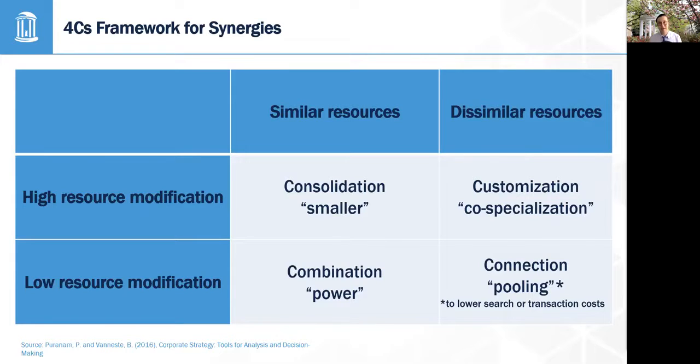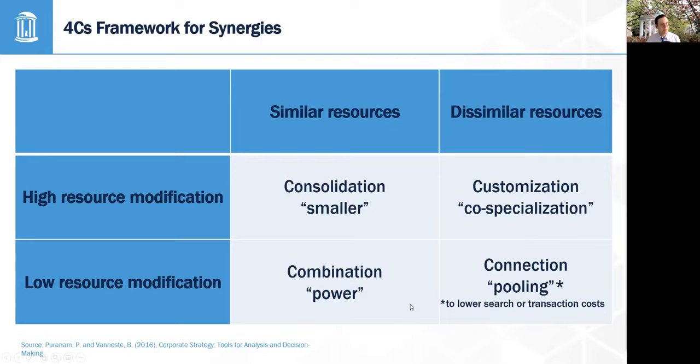The two dimensions that define the synergies are similar resources versus dissimilar resources, and high resource modification versus low resource modification. It may actually be easier to think of these keywords or most common examples of each of these. In particular, with consolidation synergies, the keyword to remember is smaller. So that might be producing goods with fewer factories or performing some task in the value chain with fewer people. So maybe it's fewer people in HR, fewer people in IT or purchasing. Again, the keyword there is smaller.